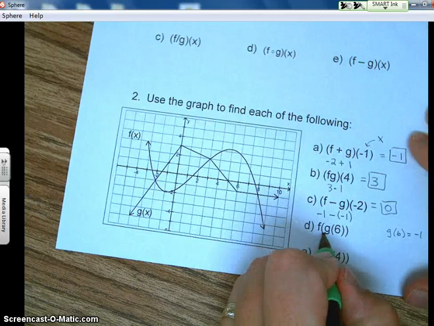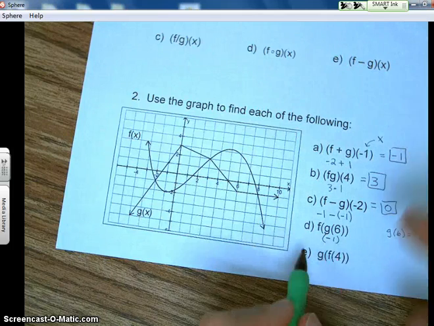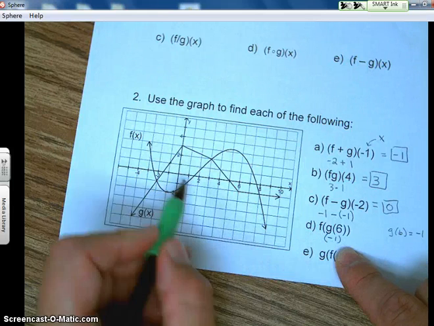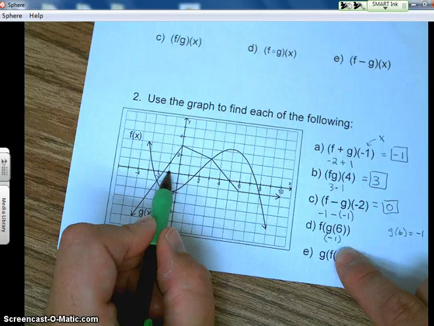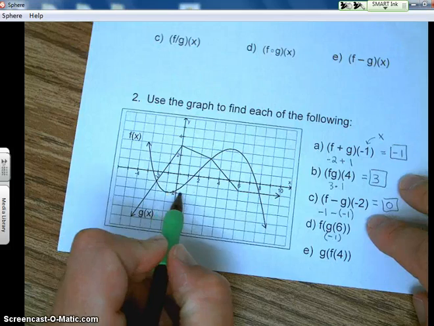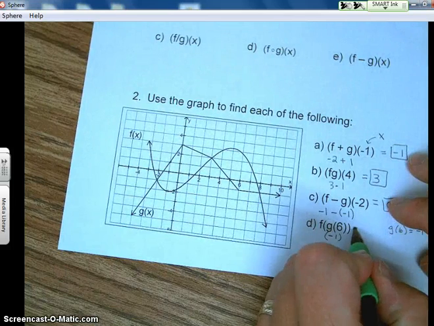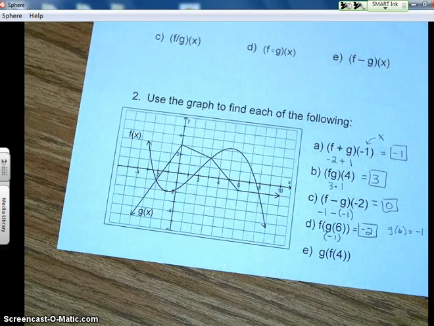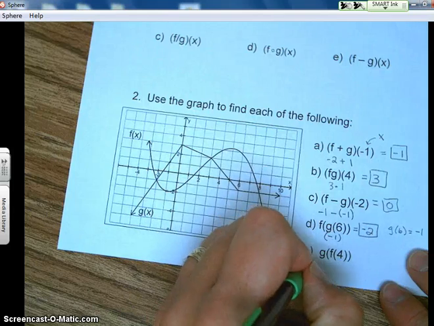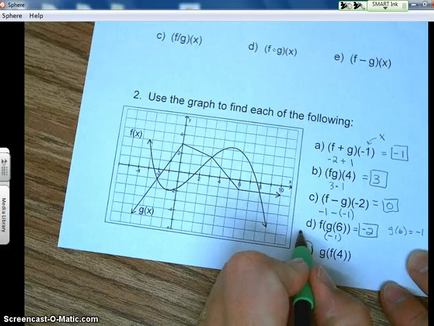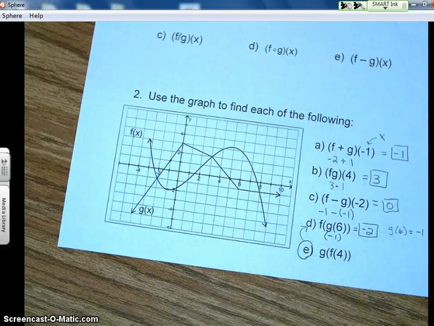Now we're going to take that answer and we're going to find the function value of f at -1. So we go to -1. Okay, and we go on to function f and we get -2. Okay, so I'm going to let you try this one on your own. This one is very similar to D, so give it a try.